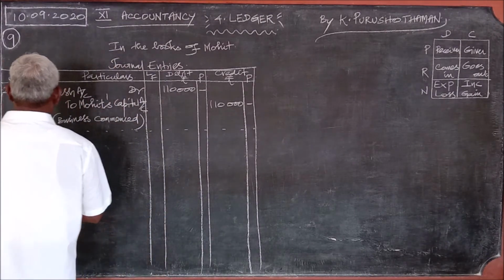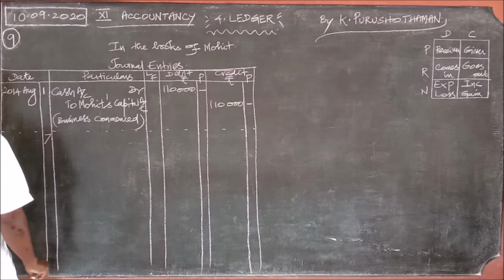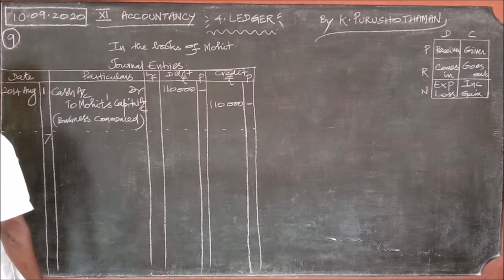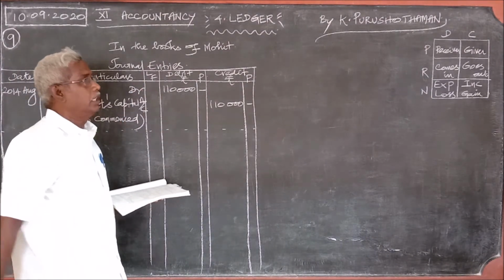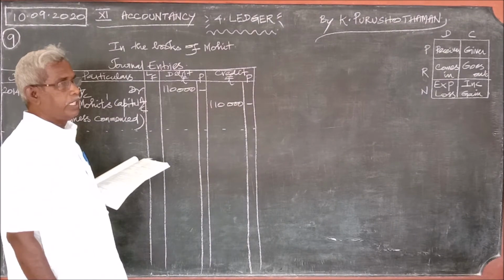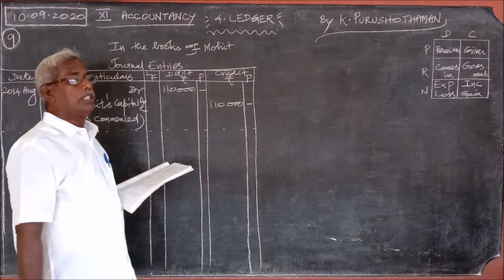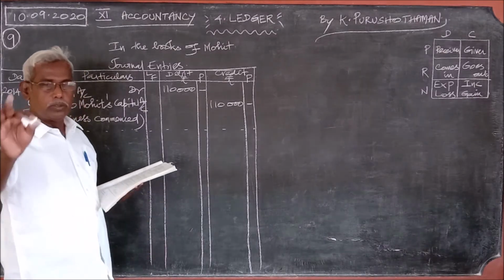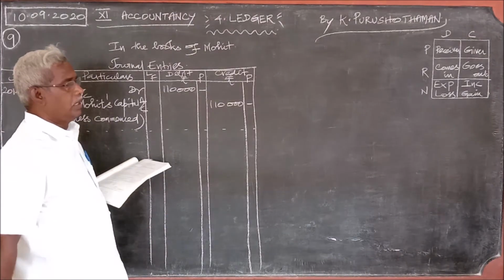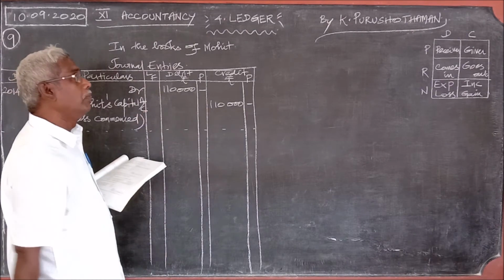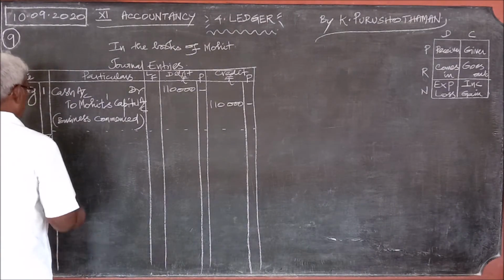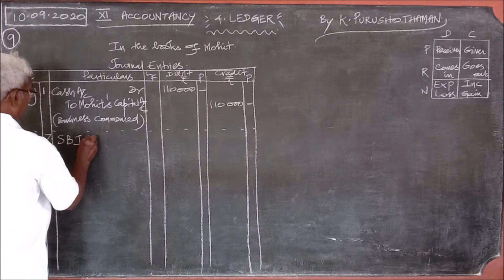The first transaction is over now. Then the second one on 7th: opened the bank account with SBI. When a bank account is opened, first one, personal account, debit the receiver. When a bank account is opened, we should deposit some money into the account. Without depositing the money, we cannot open the account. So who is the receiver there? The first rule, personal account. Bank is the receiver. What is the bank name? SBI. Therefore, SBI account debit.